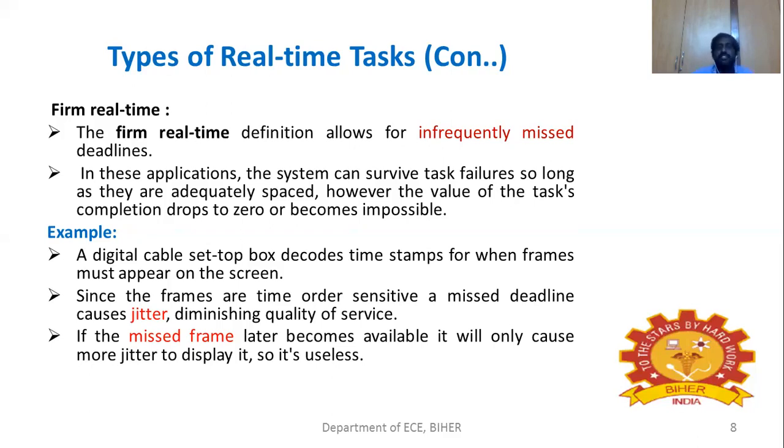Example, a digital cable set-top box. It decodes timestamps for when frames must appear on the screen. Since the frames are time-order sensitive, a missed deadline causes jitter. If you are receiving frames with timestamps continuously and a deadline is missed, it causes jitter and reduces the quality. If we receive the missed frame later, it also causes more jitter on the display, so it is useless. So compared with the previous case, it is infrequently missed deadlines.